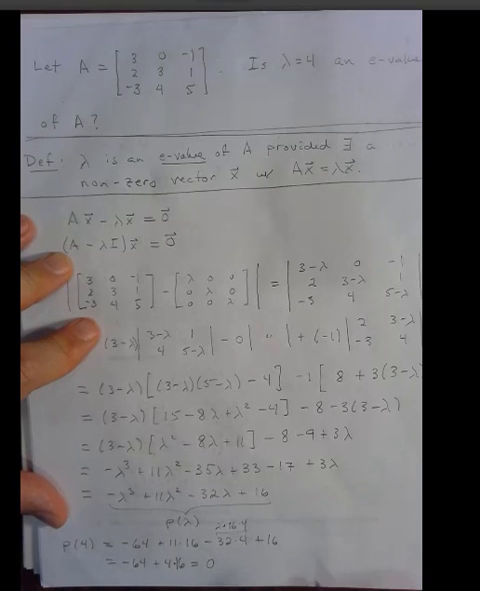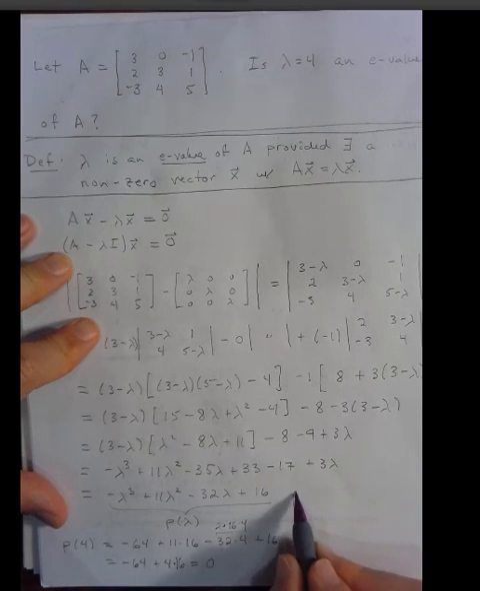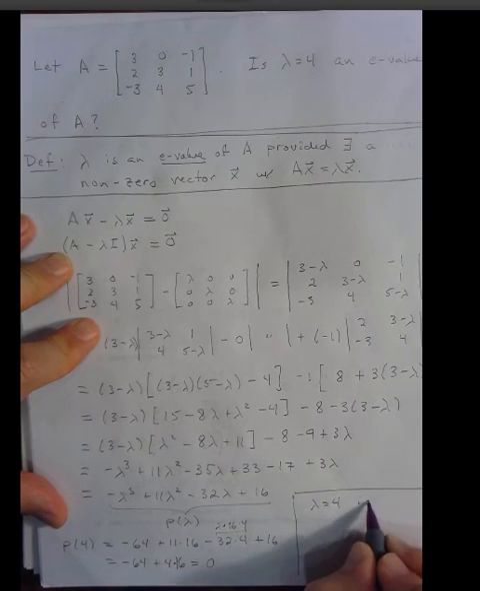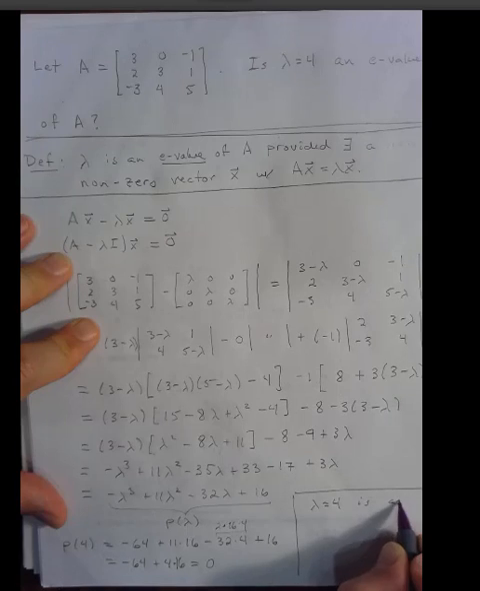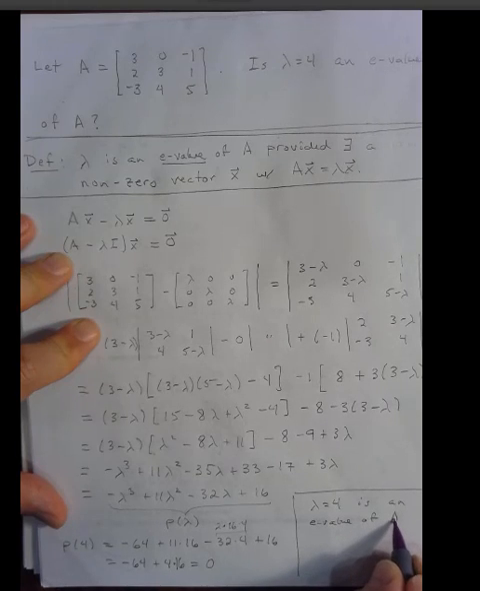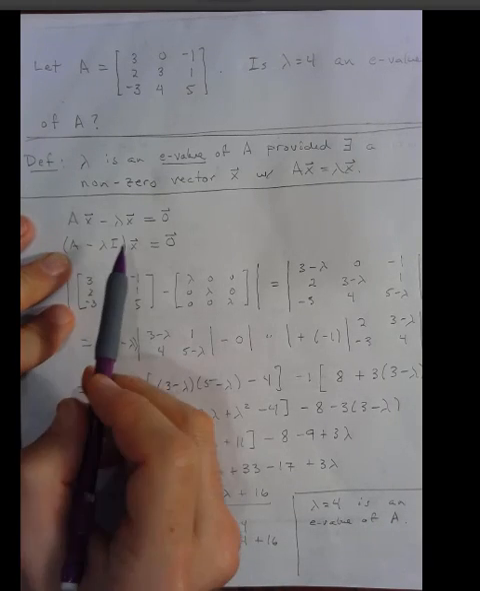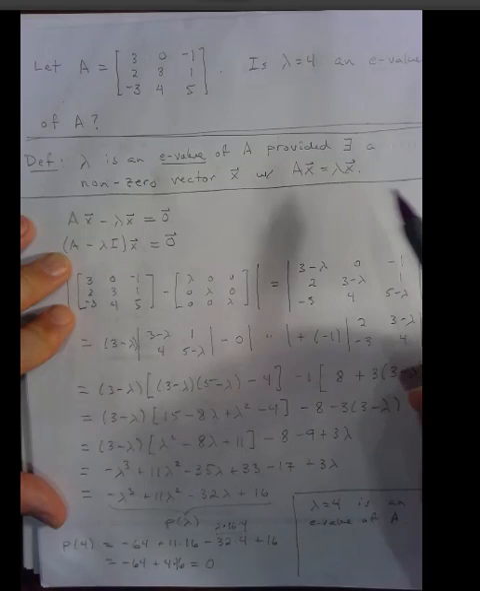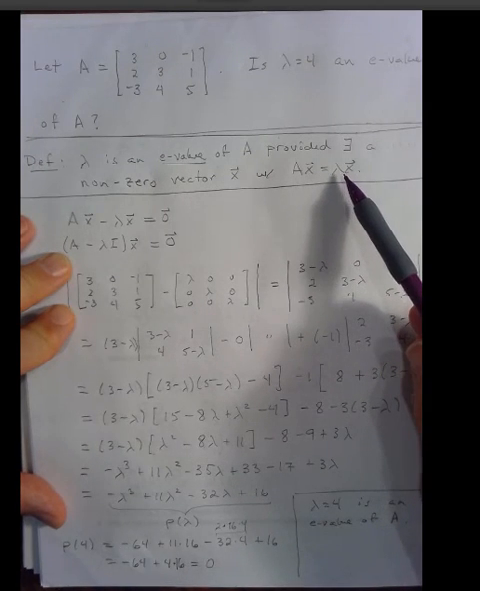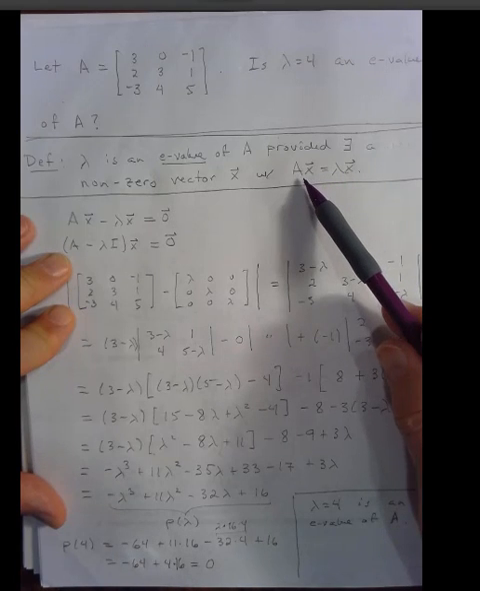So lambda equal 4 is an eigenvalue of A. I can be certain that if I plug in lambda equal 4 into this equation, I can find a non-zero vector x that would satisfy this equation.